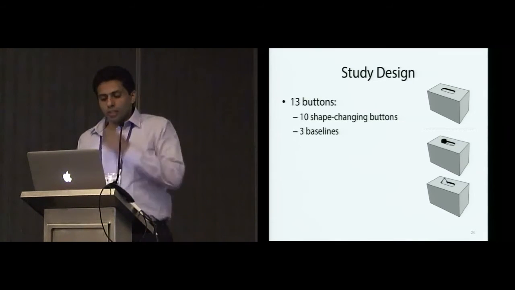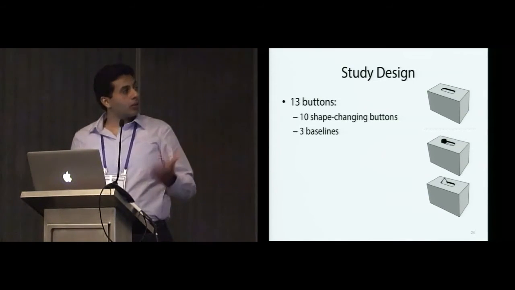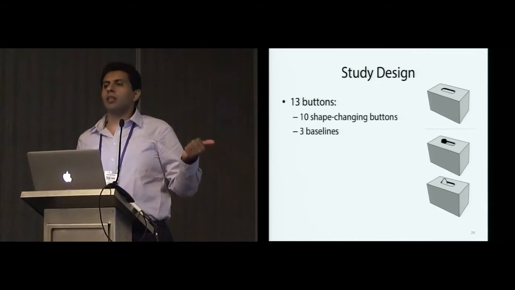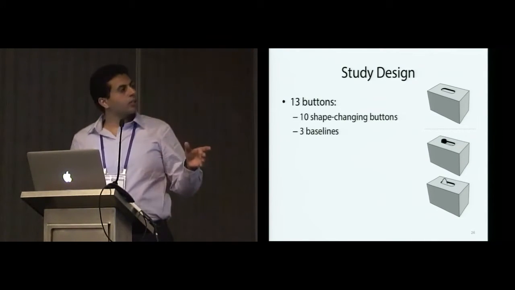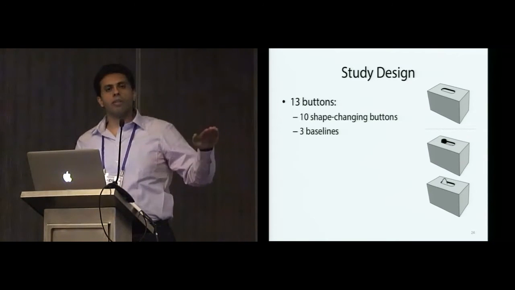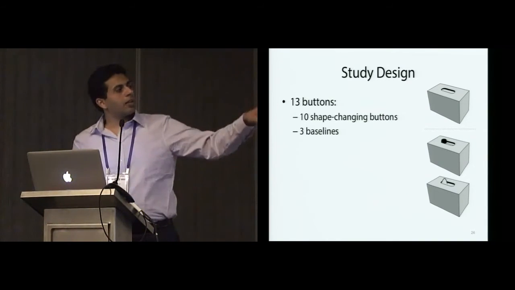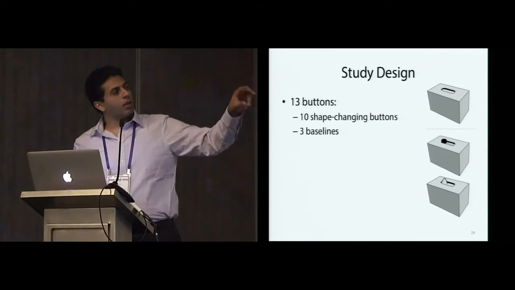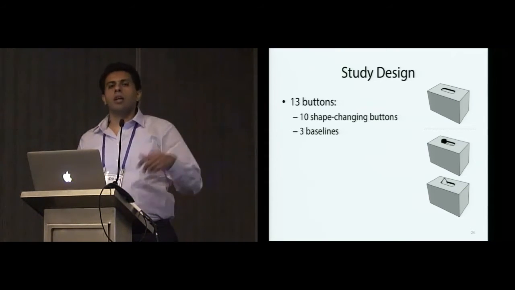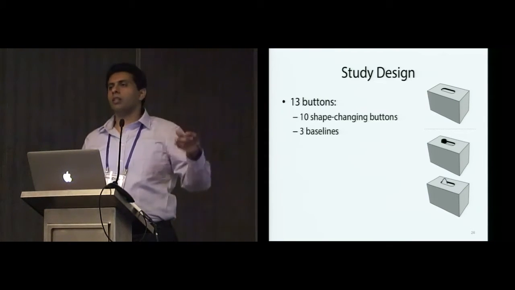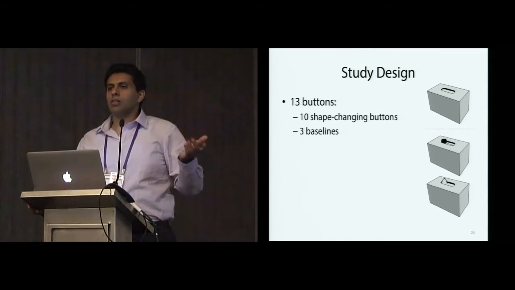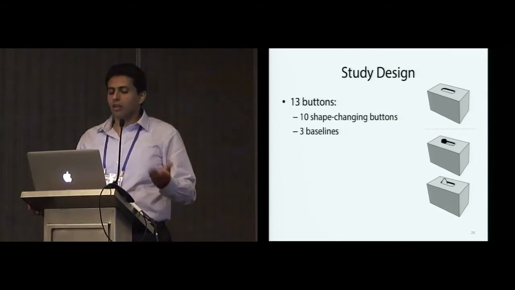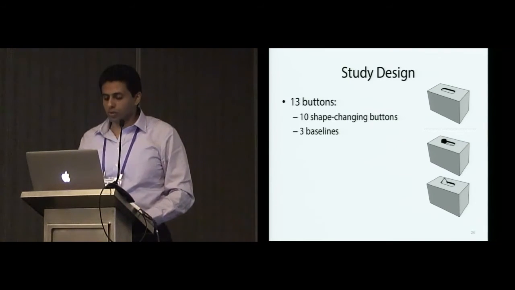So the study design went something like this. We actually had 13 buttons, so the 10 buttons that I just mentioned, and we had 3 baseline buttons where they were non-interactive. The first one was just a plain piece of fabric, the next one had no handle at all, and the next one had non-interactive handles where they didn't respond to the interaction of the user. And we used this as a baseline in order to see what's the effect of the shape change on the user's perception.